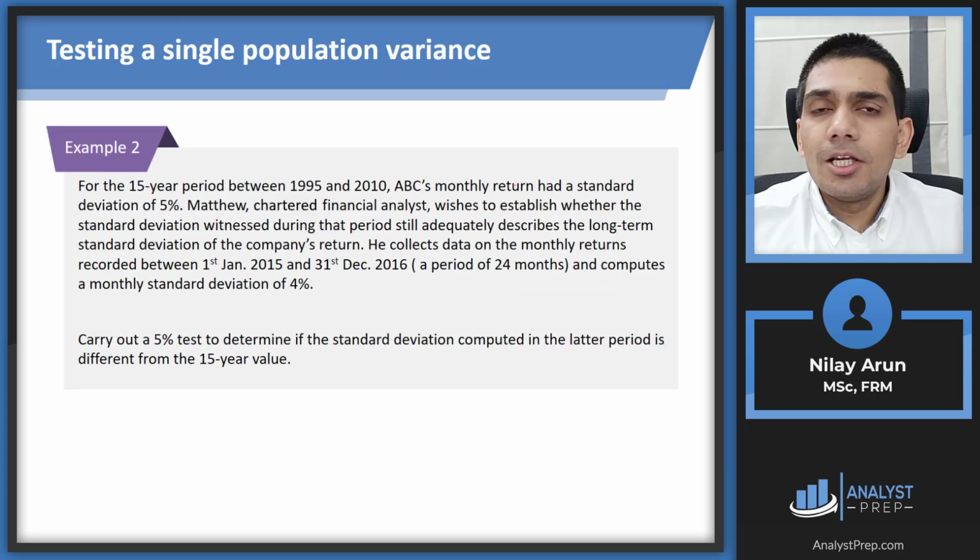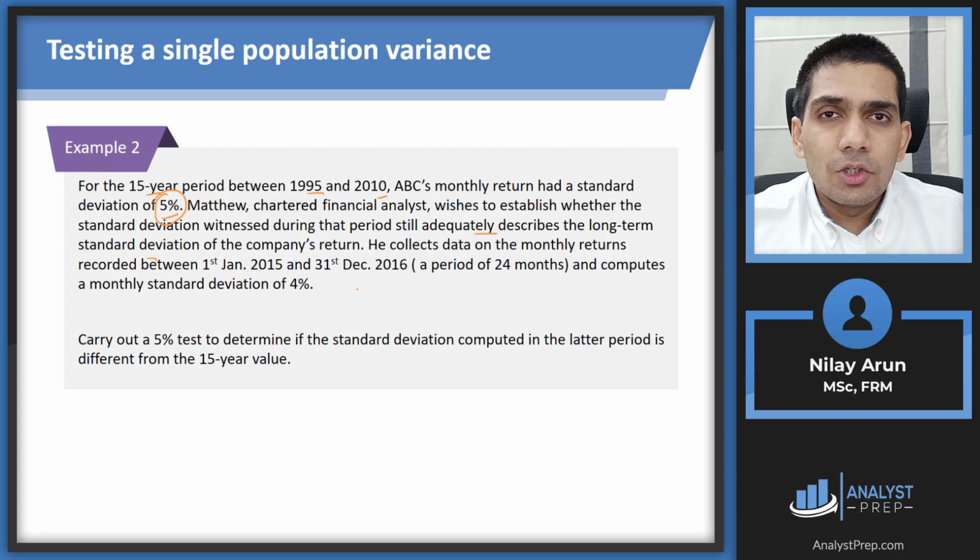Now we'll test a single population variance. For the 15-year period between 1995 and 2010, ABC's monthly return had a standard deviation of 5%. So that is the standard deviation that we have been given. Now Matthew wishes to establish whether the standard deviation witnessed during that period still adequately describes the long-term standard deviation of the company's return. So 5% is the value that we are looking at for the long term.